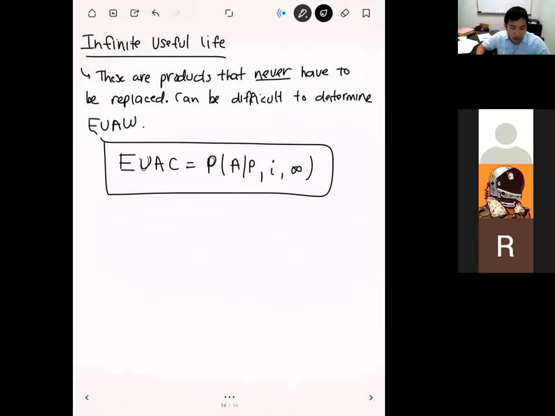Okay. And so for these problems, a lot of which are, like I said, public works projects where you're going to pay a lot of money up front to build the thing, but it's going to be used forever, so it's not like you have to buy a new one later on, it can be difficult to determine what the equivalent uniform annual cost is. Okay. And so for these situations where you have basically an infinite time horizon, it helps to use the concept of capitalized cost.